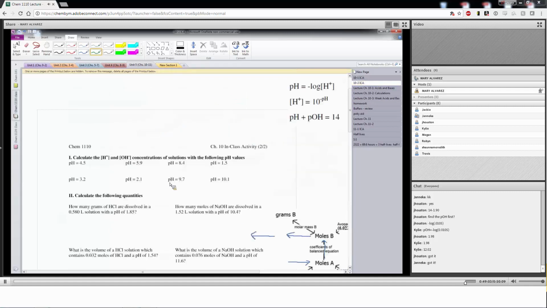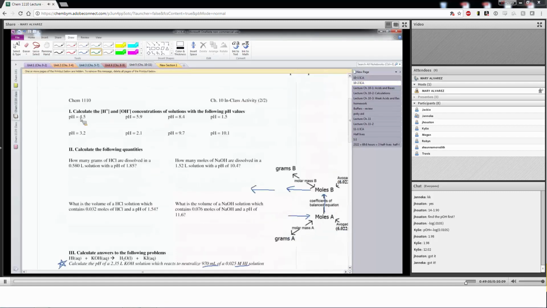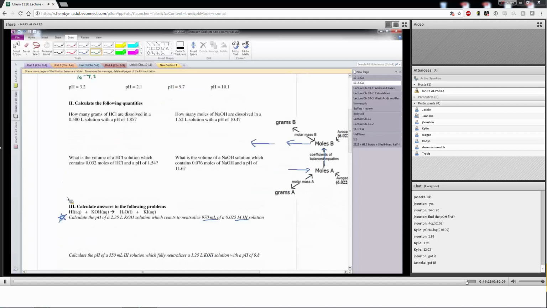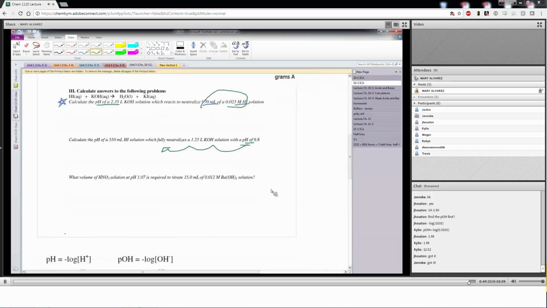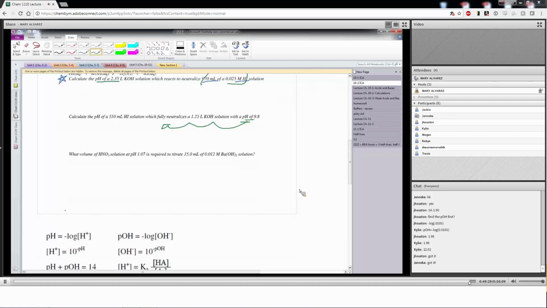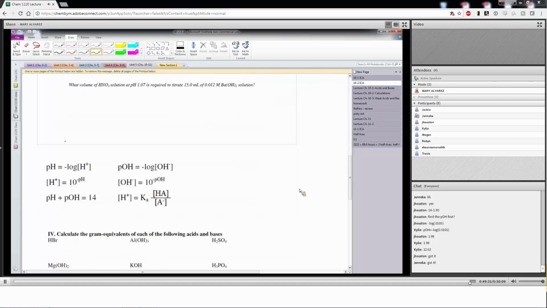From 10-2, this is practice going backwards. So my H plus is 10 to the negative 4.5, kind of a thing. Each of these is kind of plug and chug. And then again, calculate the pH if I know this information, or if I know what pH I start with, and kind of go backwards. You should take a stab at all of these, or at least 1 or 2 from each section, and then we'll review them in class on Wednesday.